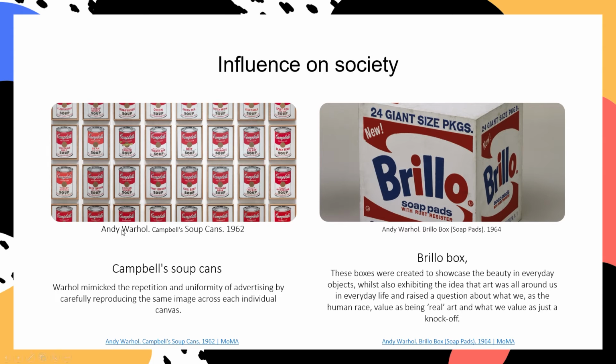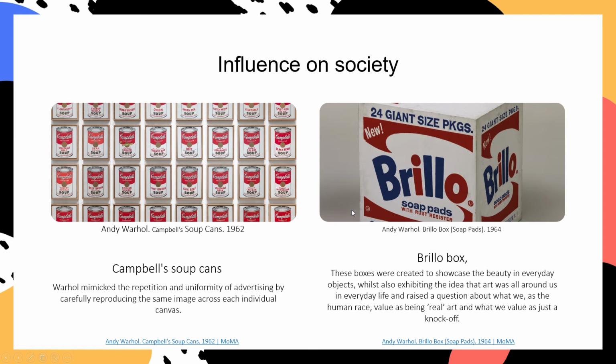The first one is the Campbell's Soup Can. The Campbell's Soup Can was made in 1962. The meaning of the Campbell's Soup Can was to mimic the repetition and uniformity of advertising by carefully reproducing the same image across each individual canvas.